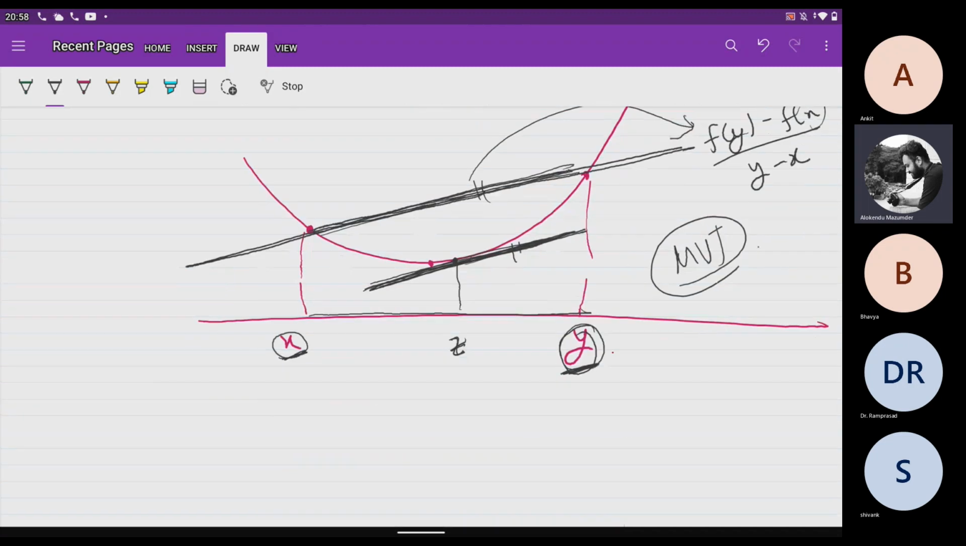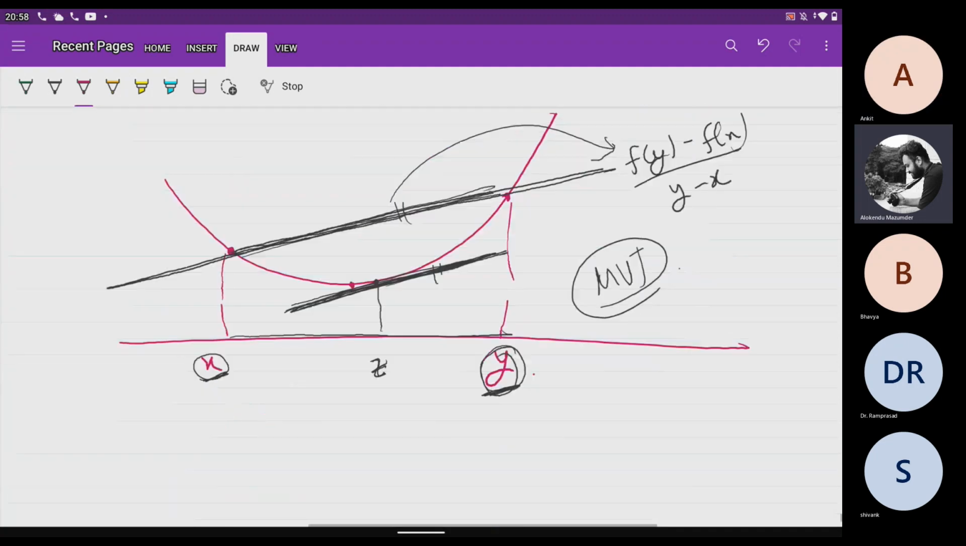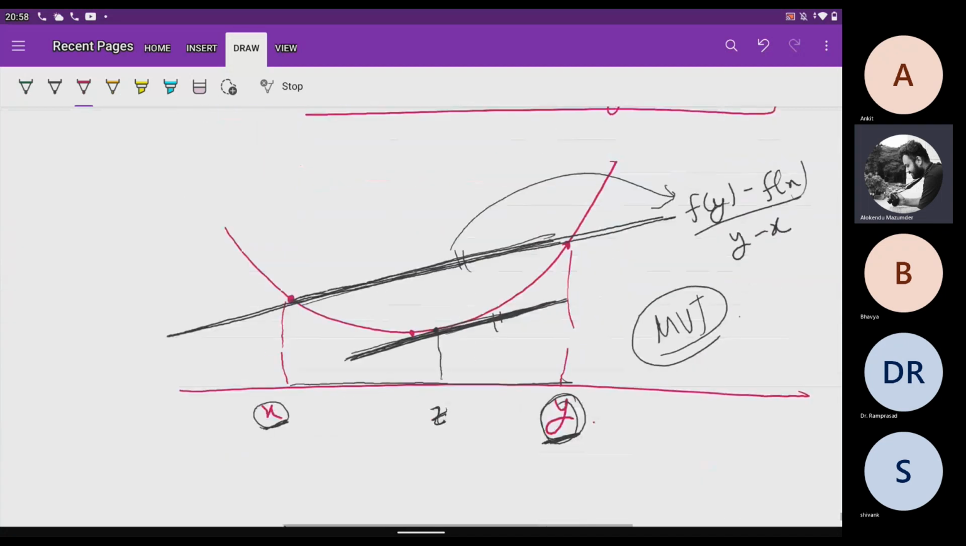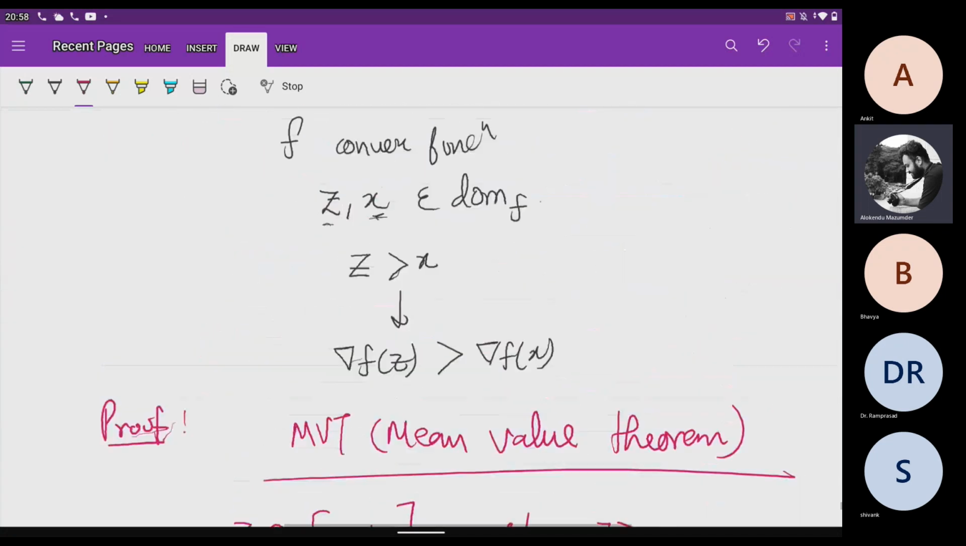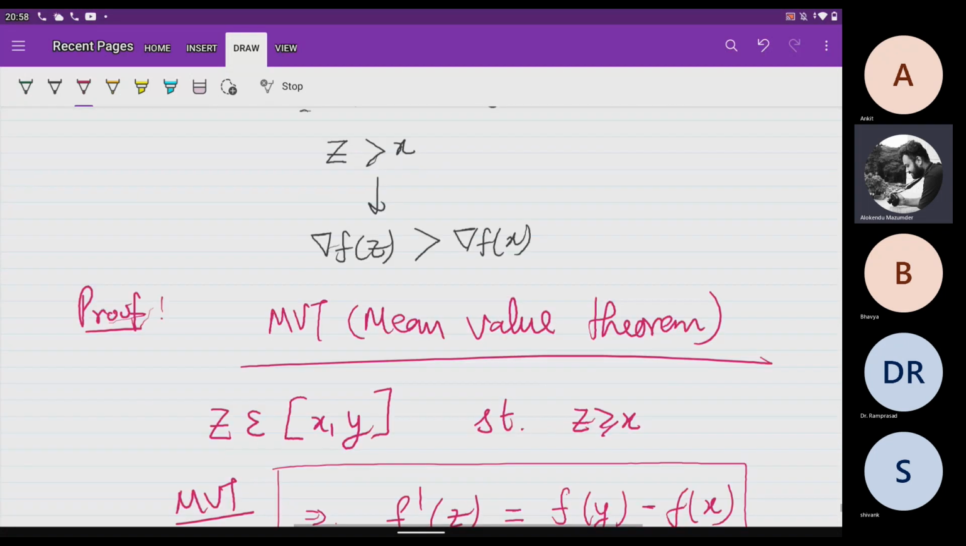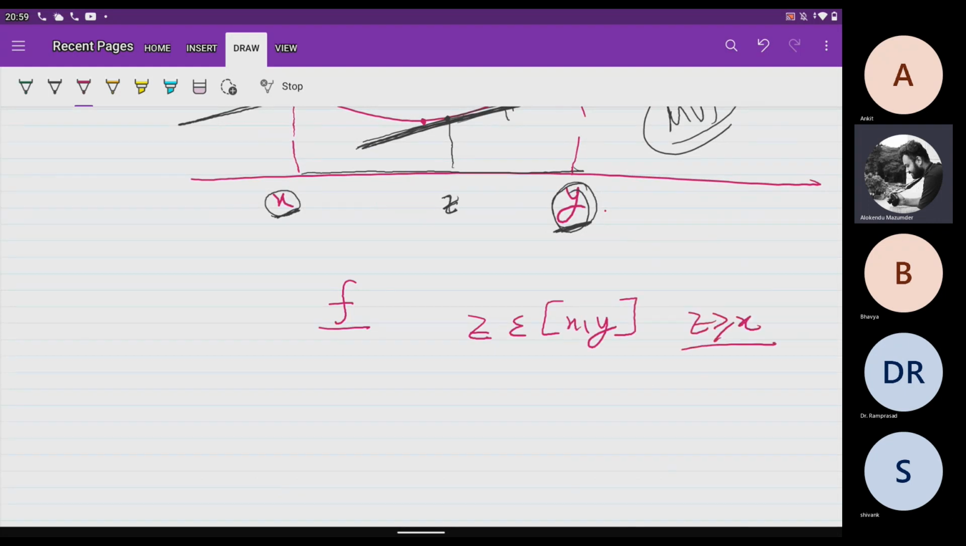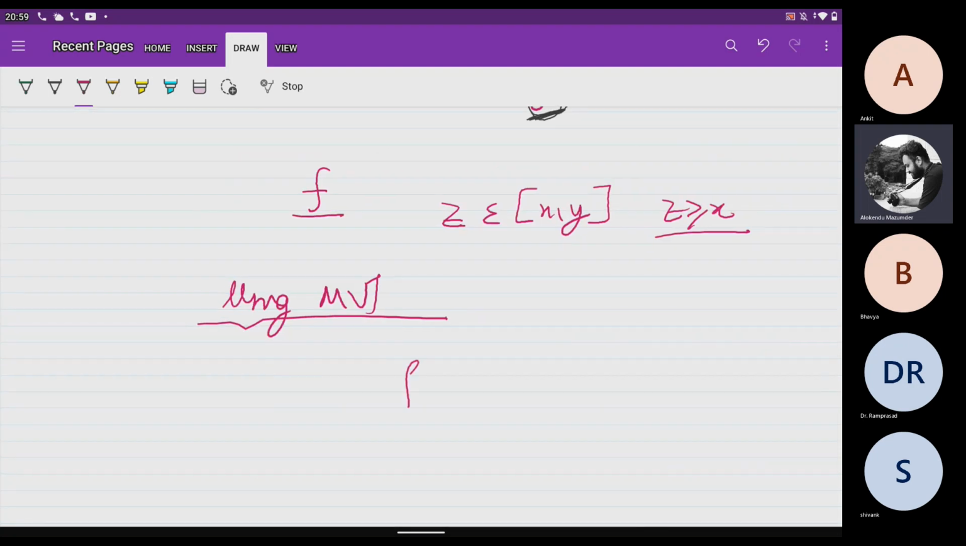Okay, now it's clear. Yes, Alok. So now what I was saying, we have to prove that if f(x) is convex, then gradients are non-decreasing. As I said, let f be a convex function and let z belong to the closed interval of x comma y, where z should be greater than or equal to x. Now using the mean value theorem, I can write this.